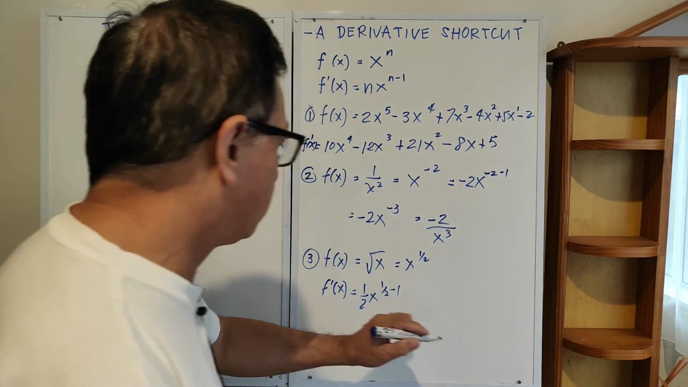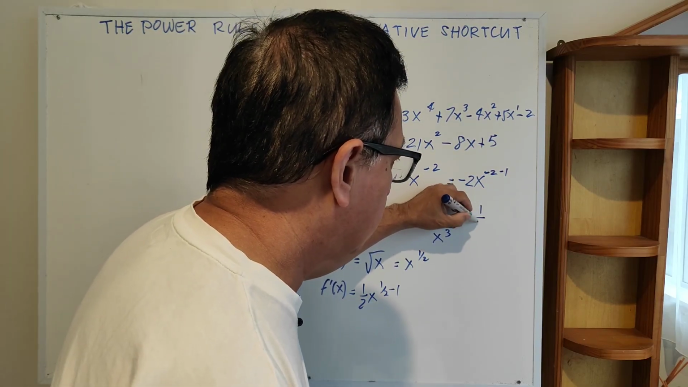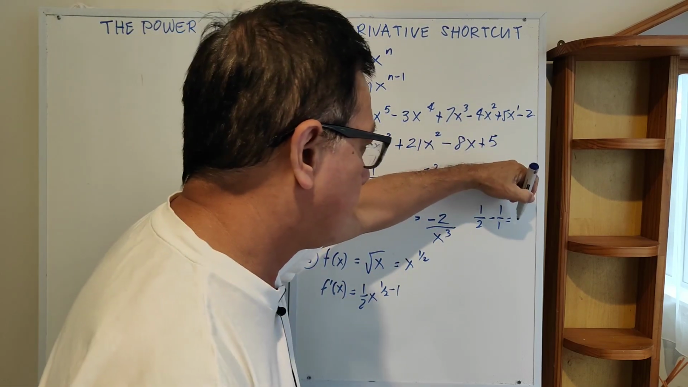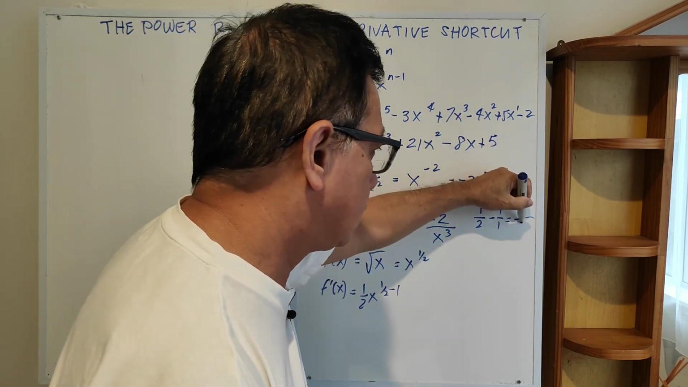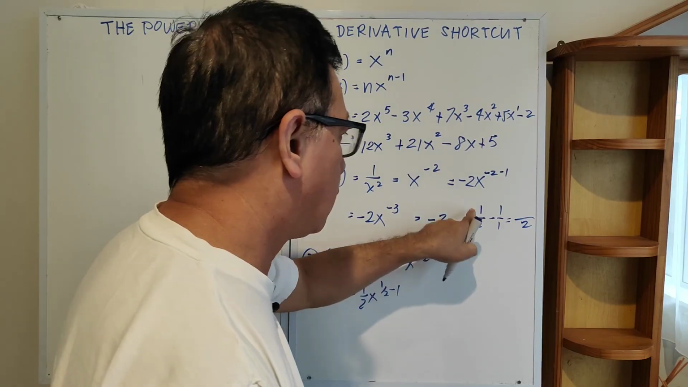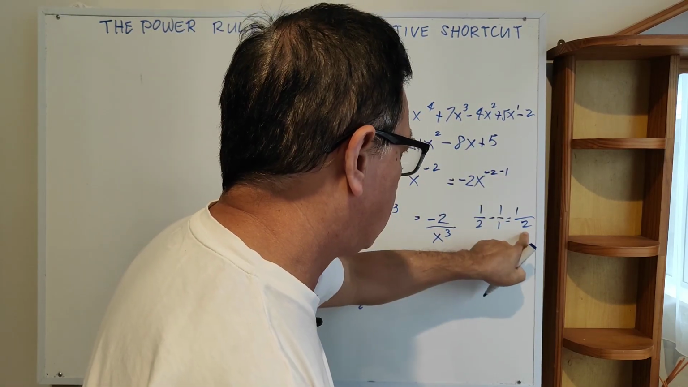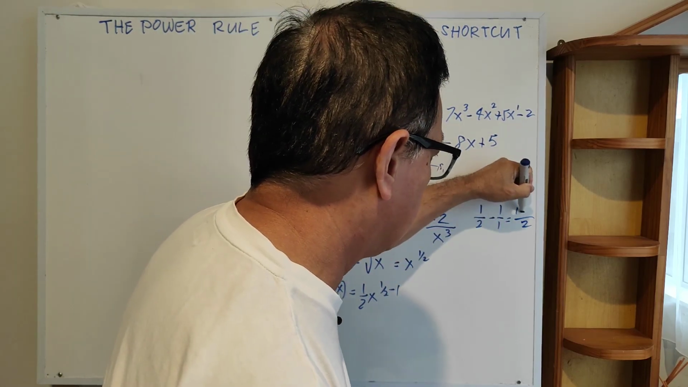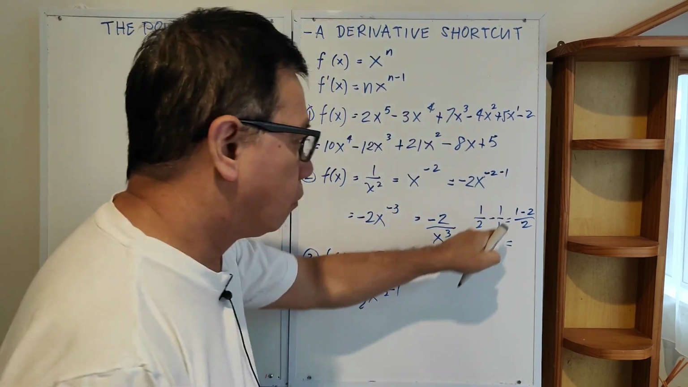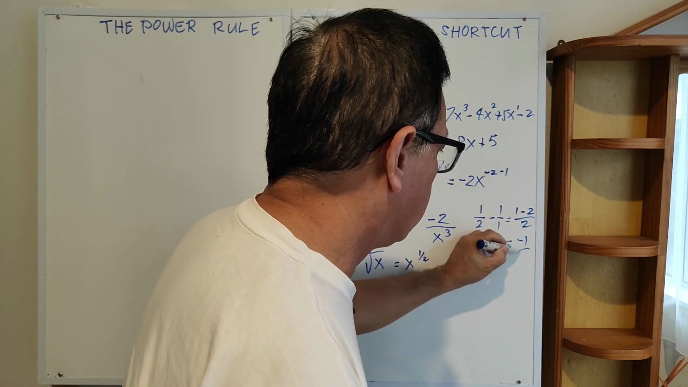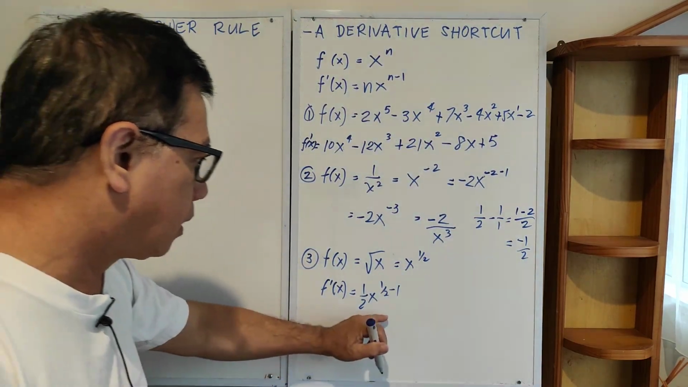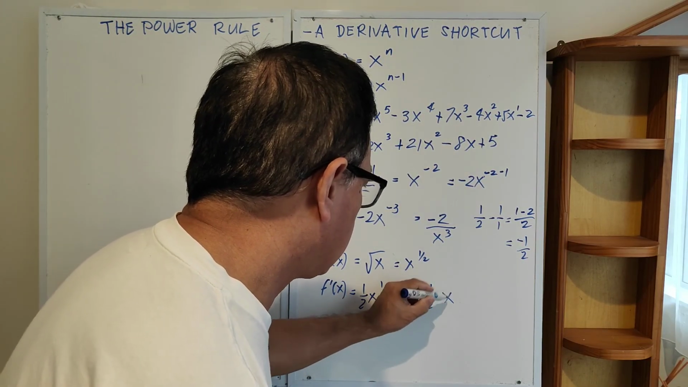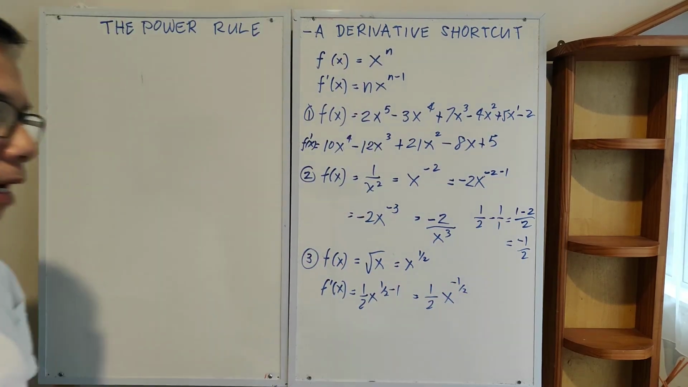So let us try to subtract 1 from 1/2. So 1 over 2 minus 1 over 1. So the LCD is 2. 2 divided by 2, 1 times 1 is 1. 2 divided by 1 is 2 times negative 1 is negative 2. So 1 minus 2 is negative 1 over 2. So this one becomes 1/2 x to the negative 1/2.